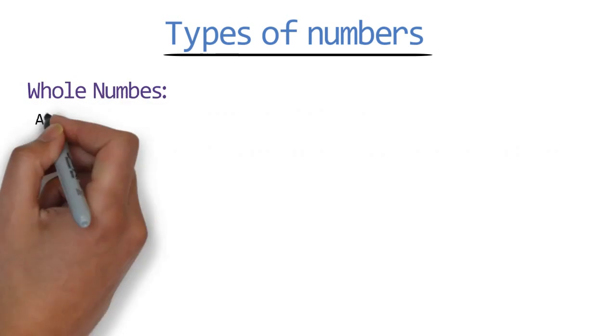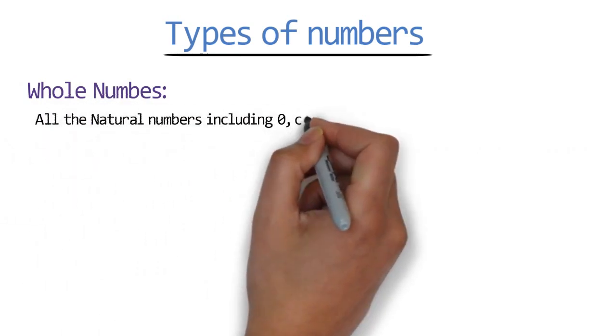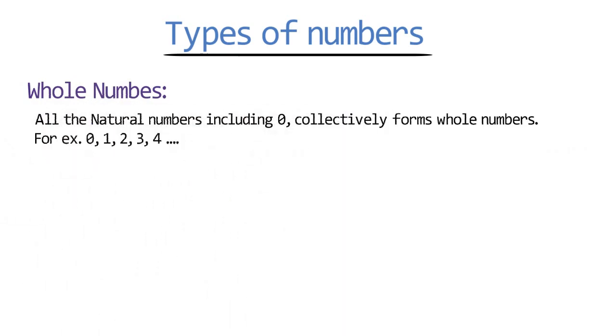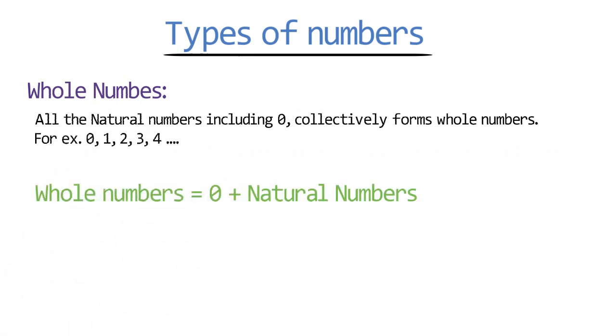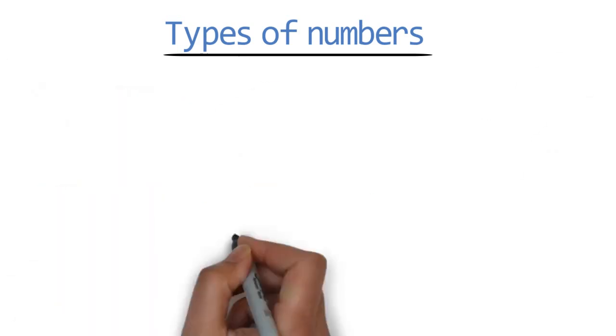Now second is whole numbers. All the natural numbers including 0 are known as the whole numbers and this starts from 0. For example 0, 1, 2, 3, 4, 5 and so on, like the natural numbers. The set of whole numbers is equal to 0 plus the set of natural numbers.